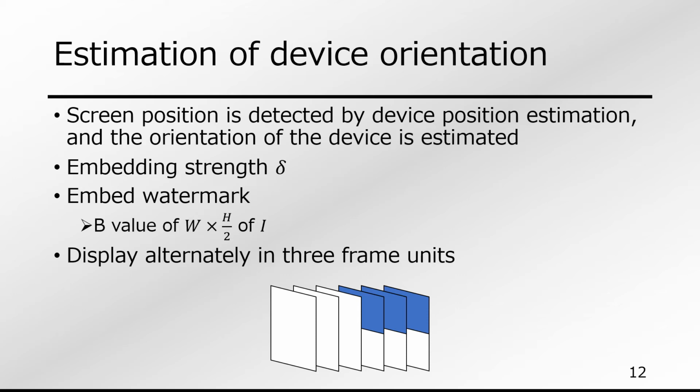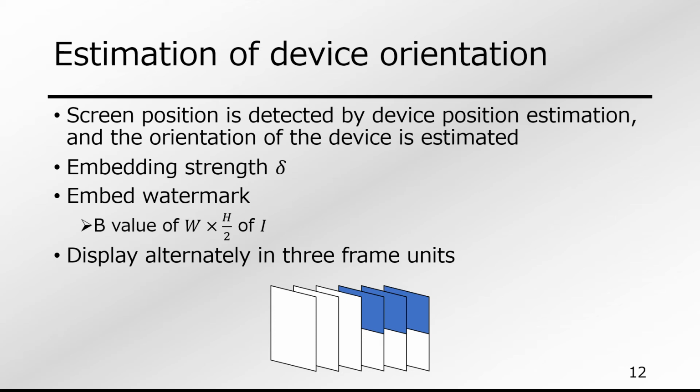Unlike the method of embedding a pseudo watermark for device portion estimation, the watermark is embedded in the entire upper half, W times H half, of the original image I. The embedding strength is delta, and we change delta over all pixels of the B value of the W times H half of I to create a watermark image.